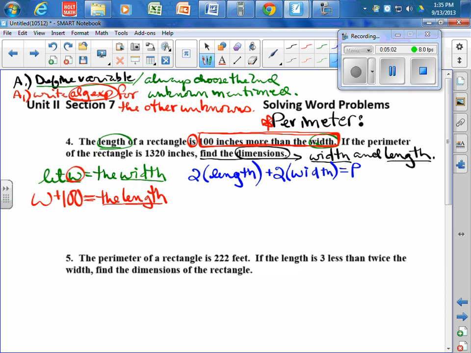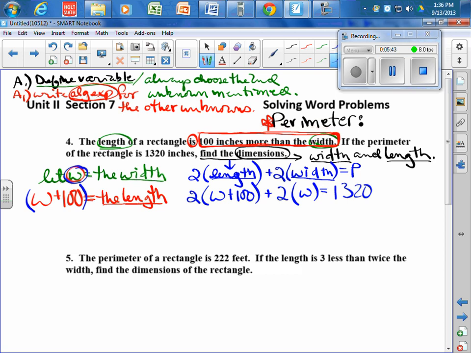Now here's the verbal phrase, that's the word length. What's the math thing I'm going to use? How about W plus 100? So we're going to put that in for the word length. Now everything else stays the same, so I'm going to have 2, and then the quantity W plus 100, plus 2. Now again, here's the word for length. What's the math symbol I'm going to be using for the word width? I'm going to be using W, is equal to 1320, because the perimeter is 1,320.